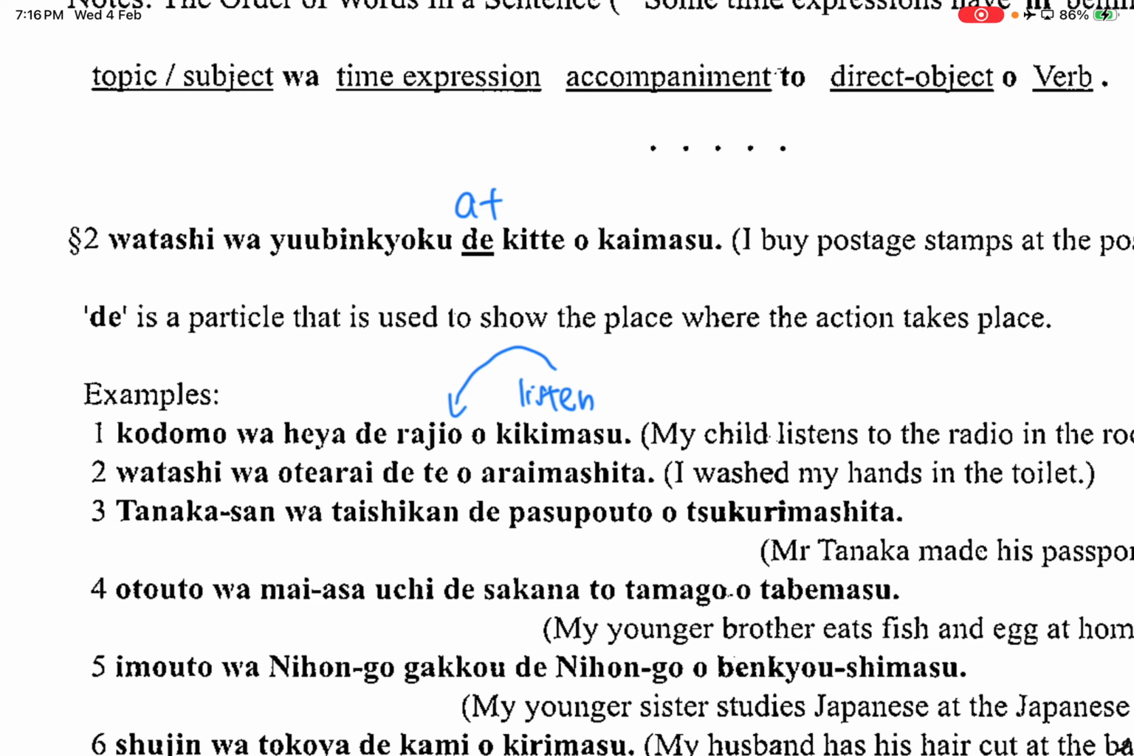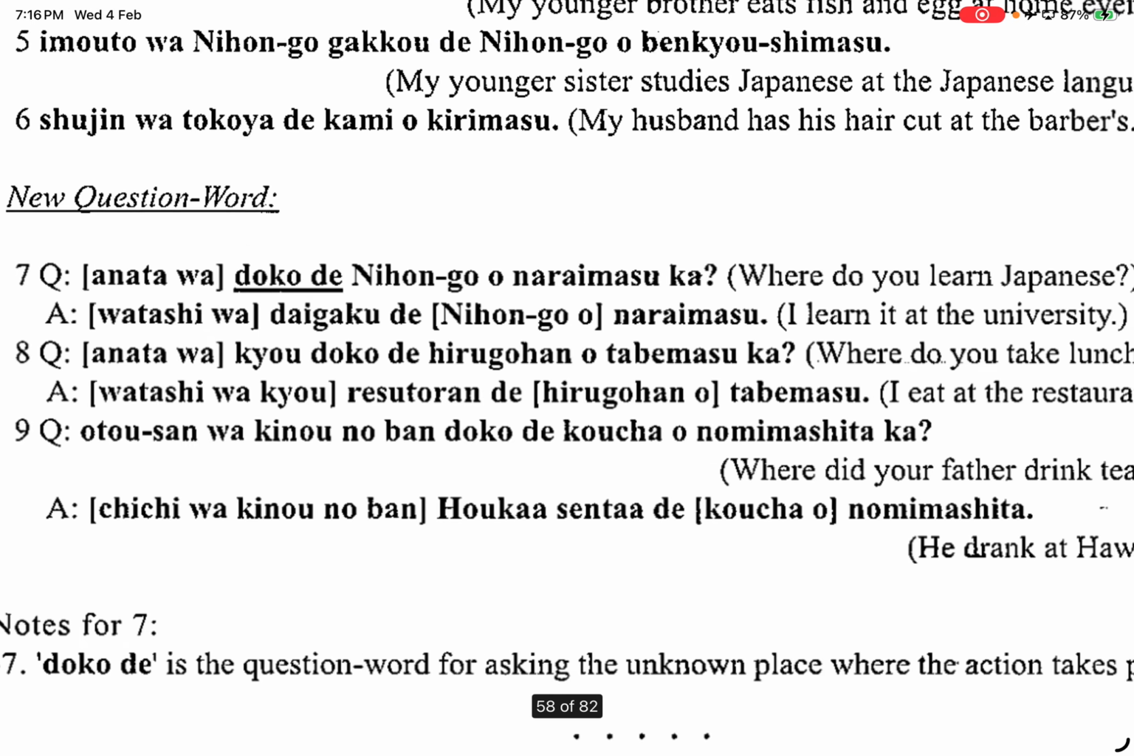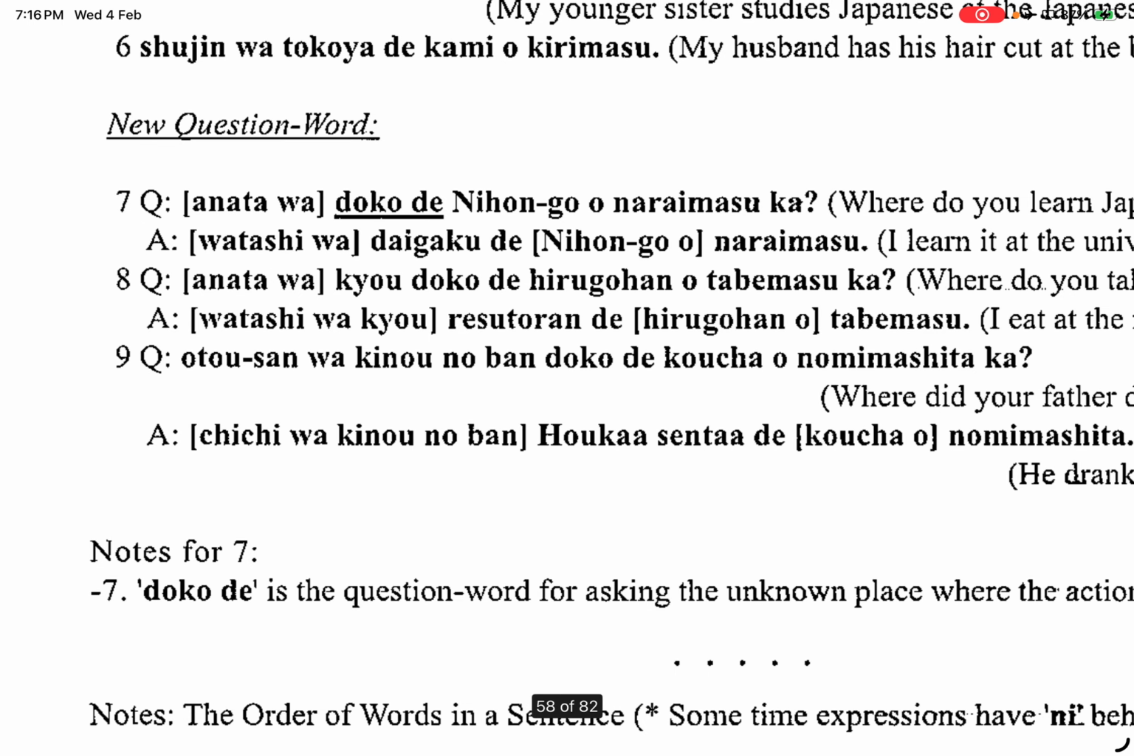Then what did you do at the post office? Kitte o kaimasu. Kaimasu is the action. Kitte is the object that we are interacting with. So we interact by purchasing. Where? At the post office. So yubinkyoku de kitte o kaimasu. Then new question word, of course, this is gonna be like where, right? So doko de kaimasu ka. Okay, moving on to the next one.